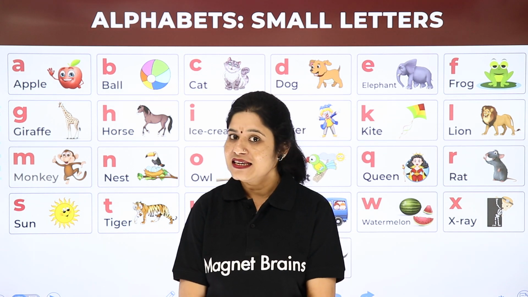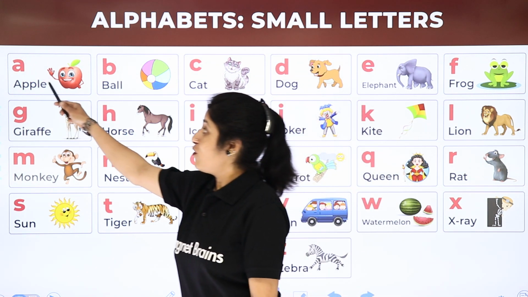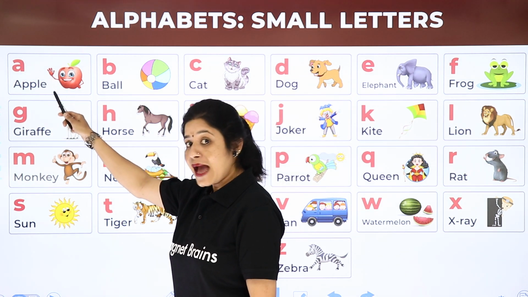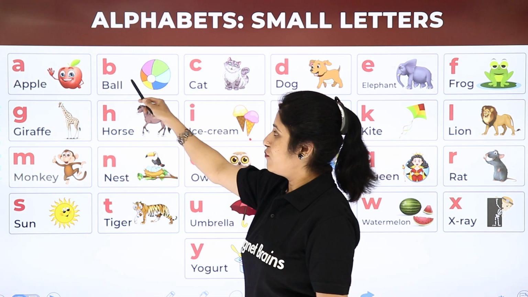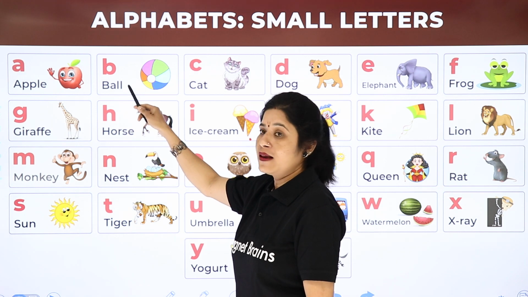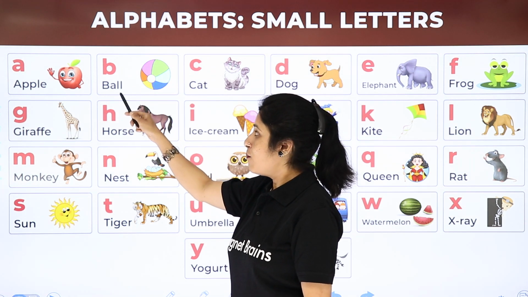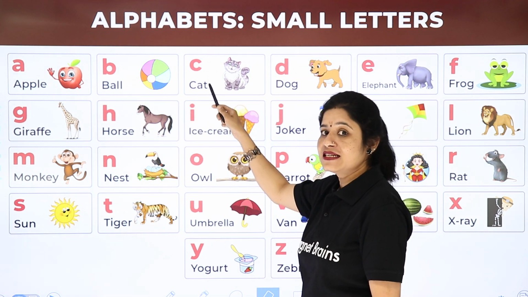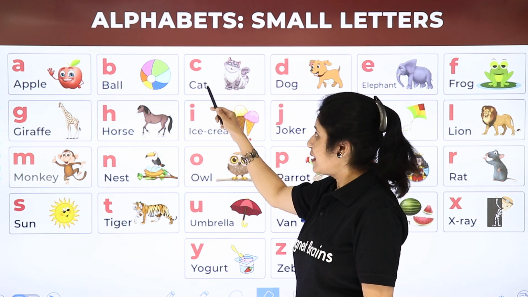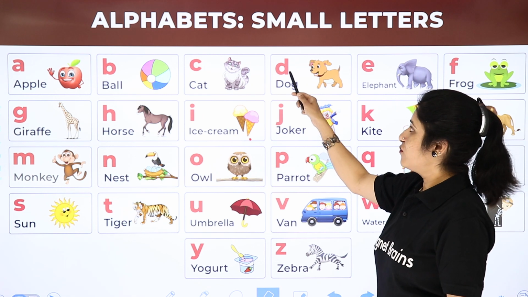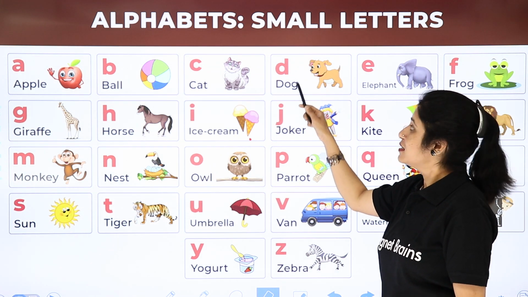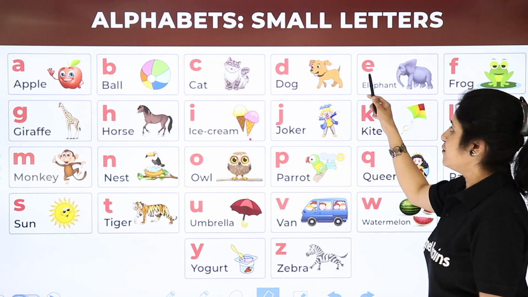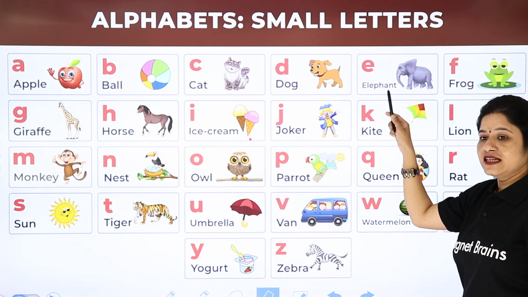Let's get started. A for apple. B for ball. C for cat. D for dog. E for elephant.